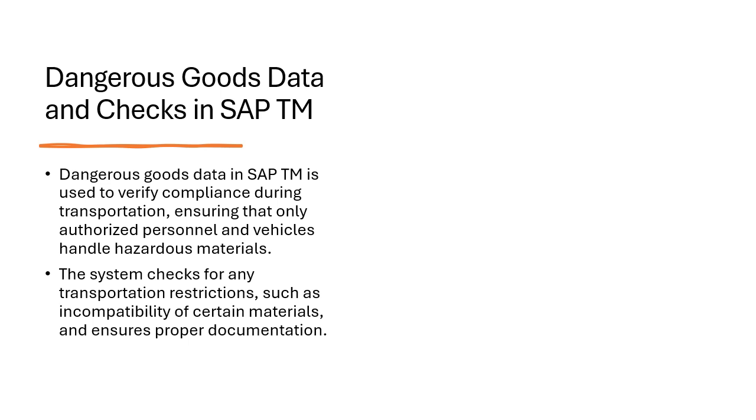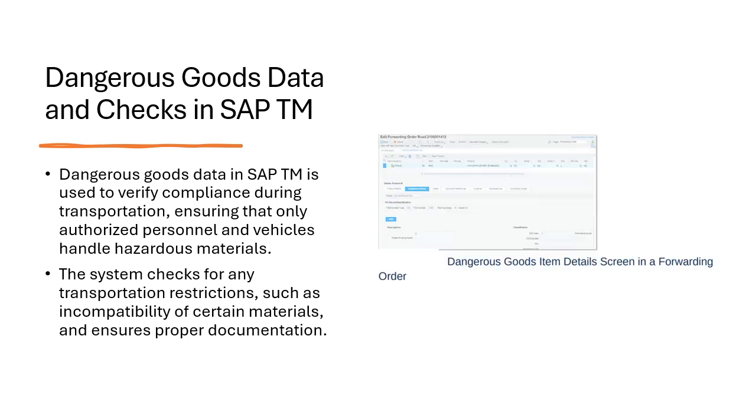And next is the dangerous goods data and checks in SAP TM. So SAP TM uses dangerous goods data from SAP EHS to perform checks during transportation planning. So these checks ensure dangerous goods are handled according to safety guidelines, which also covers aspects like container type, route restriction, and legal compliance. So this figure shows the detailed screen for managing dangerous goods within a forwarding order in SAP TM. It also displays important attributes such as classification codes, handling requirements, and safety restrictions for goods being transported.